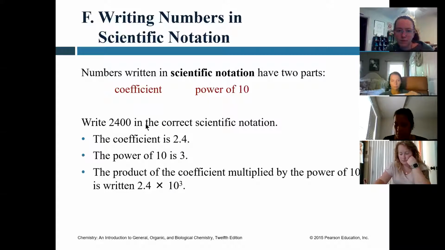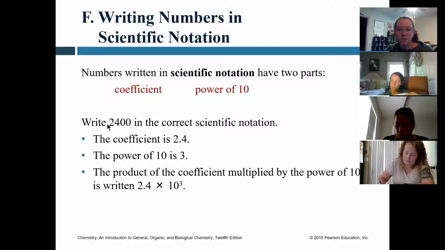2,400 here. Now, this is a number that I wouldn't traditionally write in scientific notation, because how many characters are here? 1, 2, 3, 4 characters. How many characters are here? 1, 2, 3, 4, 5, 6, 7. It's more cumbersome to write it in scientific notation, okay? But for the sake of just teaching you how to do it, this is the number we're working with.